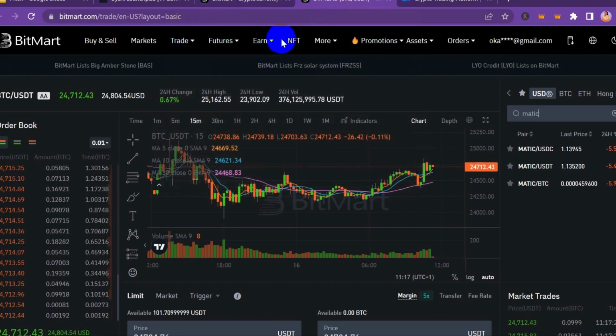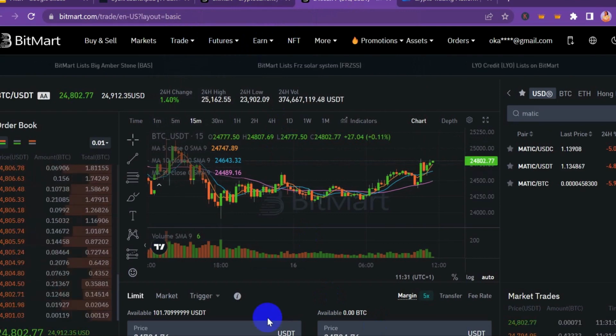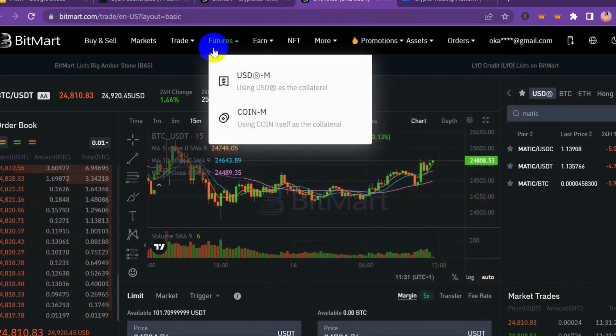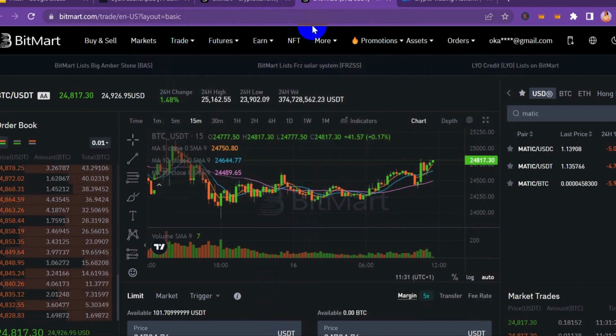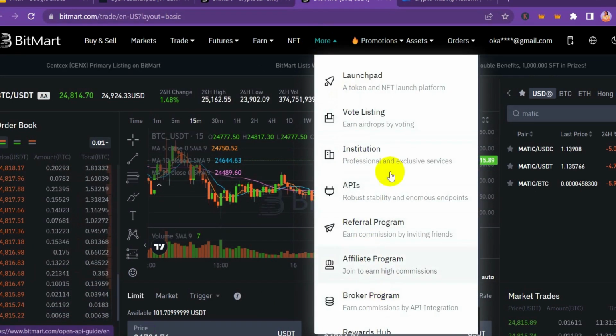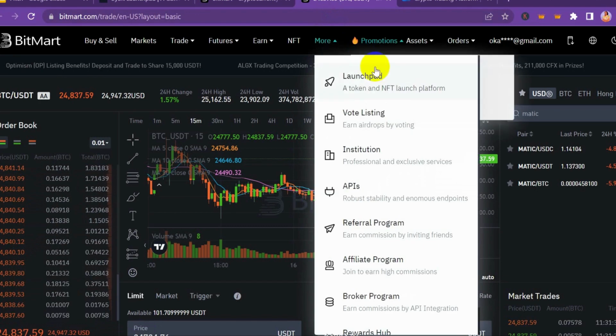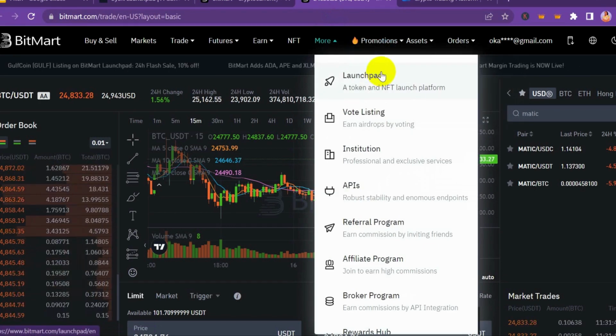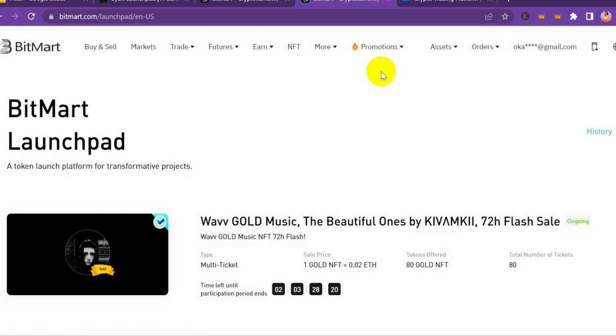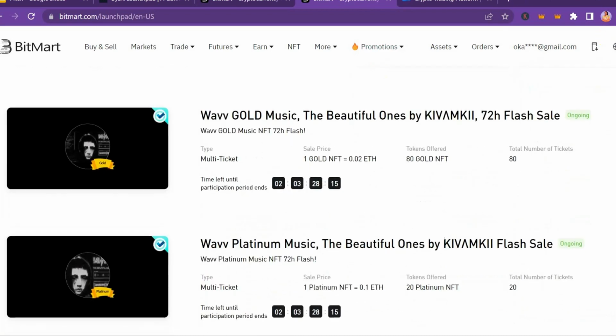And to access the Bitmart launchpad, to locate the launchpad, what you need to do is to come on that trade. Okay, all right, so this is it. You click on launchpads, that is under the more option. You're going to see both listing and so on. But what we are looking for here is launchpad. They have token and NFT launchpad, depending on the one you are interested in. I don't do NFT launchpads.